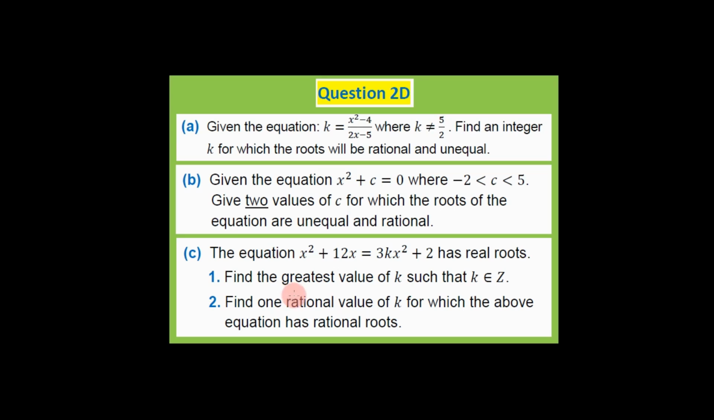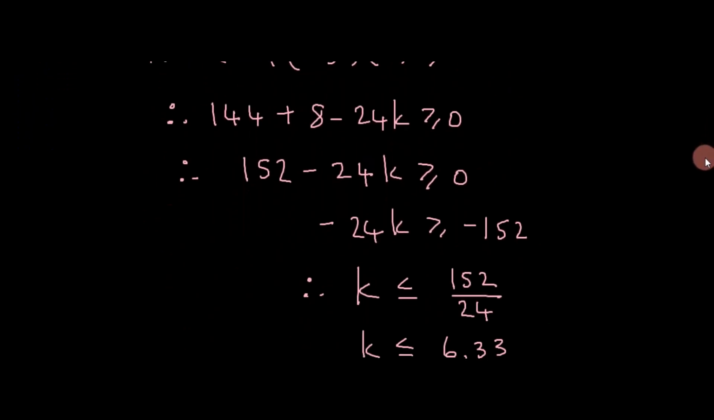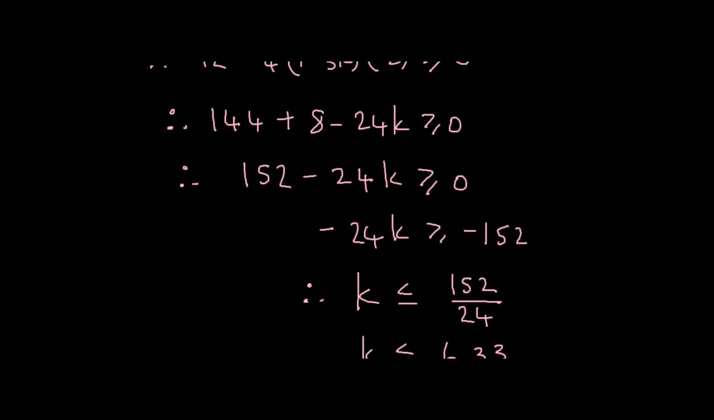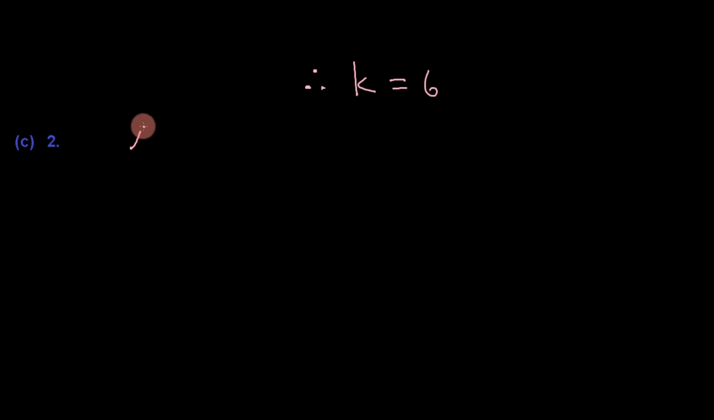Let's now look at the second part of this question, and it says find one rational value of k for which the above equation has rational roots. Now, we know for rational roots, delta has to be a perfect square, and we already have a simplified version of delta from part 1 of the question. So this here is a simplified version of delta, 152 minus 24k. So let's write that down. So delta equals 152 minus 24k.